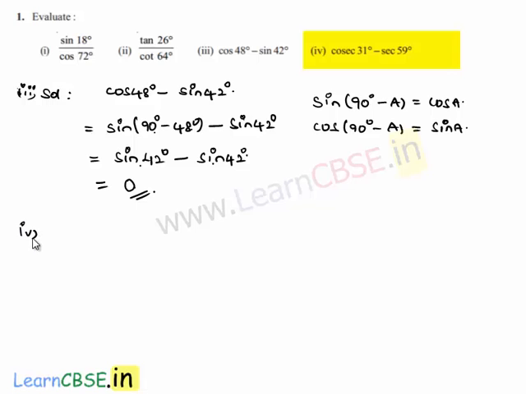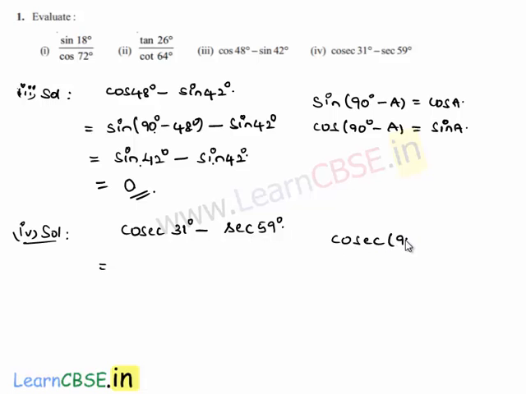Now moving on to the fourth bit solution. The given expression is cosecant 31 degrees minus secant 59 degrees. Now let us express the given expression in terms of either cosecant or secant by using the relations that cosecant of 90 degrees minus A is equal to secant A, or secant of 90 degrees minus A is equal to cosecant of A.